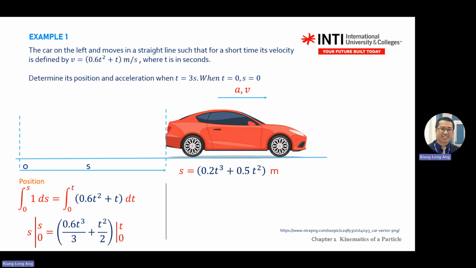0.5 is 1 over 2. 1 over 2 is 0.5. But of course, you can put it in fraction form if you like. No problem. So the rest is just substitution because the question asks for position, right? So you substitute t equal to 3 over here, and you get the answer for s.